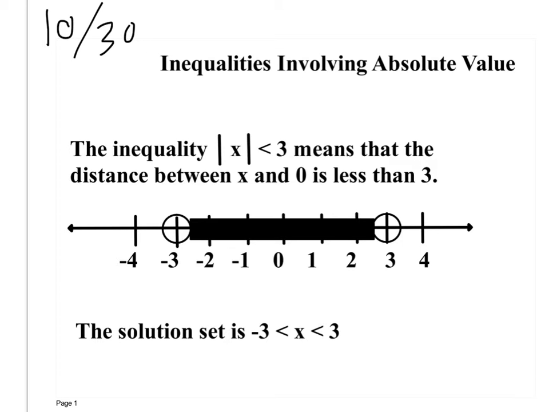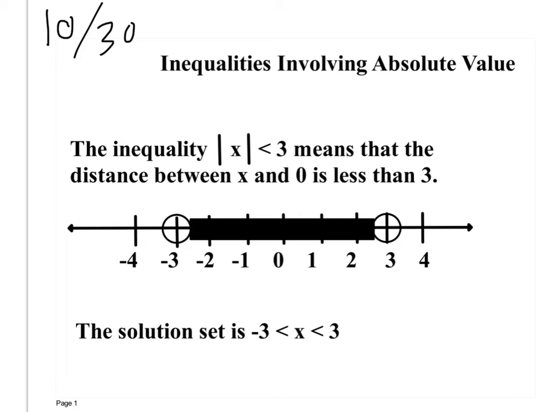Today we're going to do inequalities involving absolute value. The inequality of the absolute value of x is less than 3 means that the distance between x and 0 is less than 3. So the absolute value of x means the distance the number is from 0. It says the absolute value of x is less than 3. So the distance between x, the number we don't know, and 0 is less than 3.